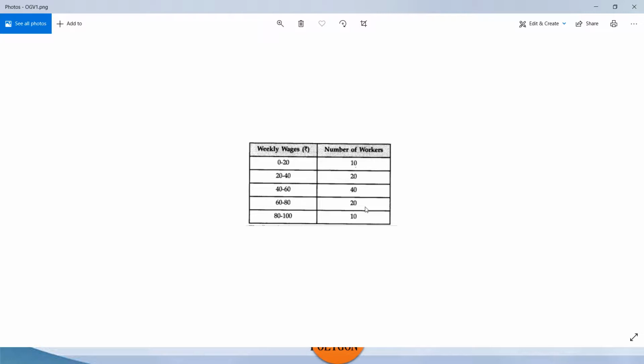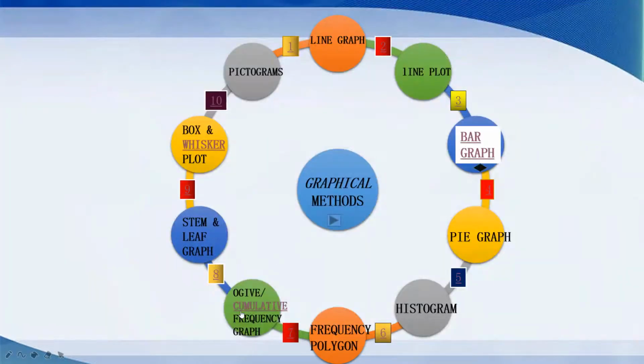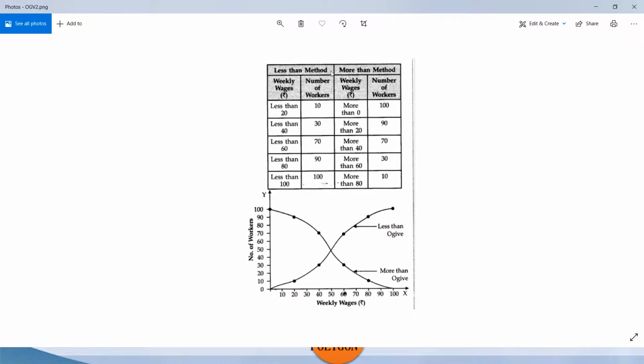Next we have the more than method also. So first of all, if we are starting with more than 100, how many workers are getting the wages? 0 workers, right? More than 0, how many workers are there if I am asking you? More than 0 wage, of course every worker is getting more than 0 wage only. So total 100 workers will come into this.